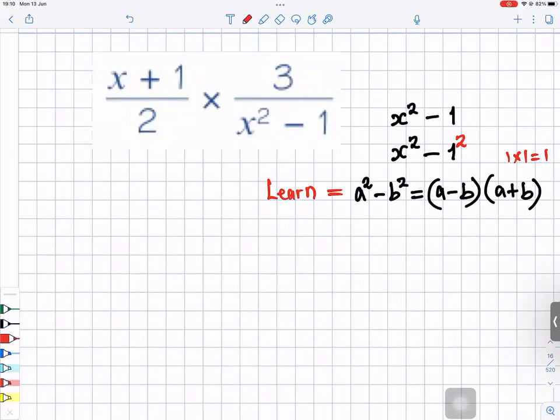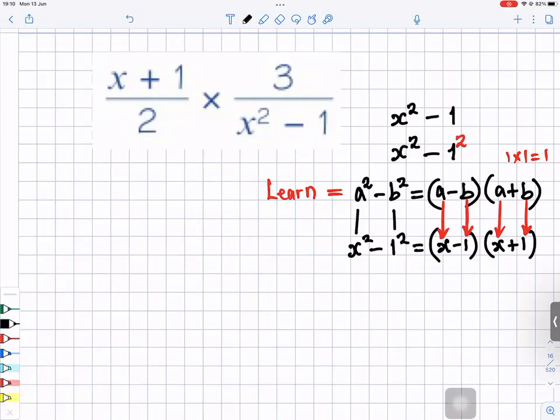So what we want to do now is the a squared is like our x squared, and the b squared is our 1 squared. So our a is x and our b is 1, so it becomes x minus 1. You can see what I'm doing there. I'm replacing a with x, replacing b with 1.